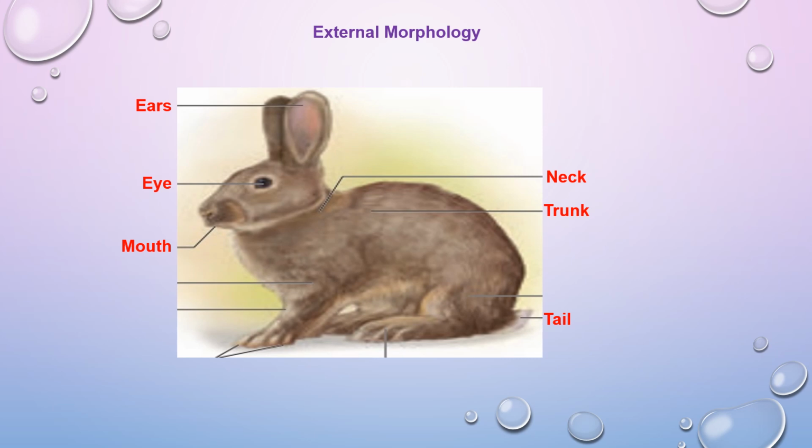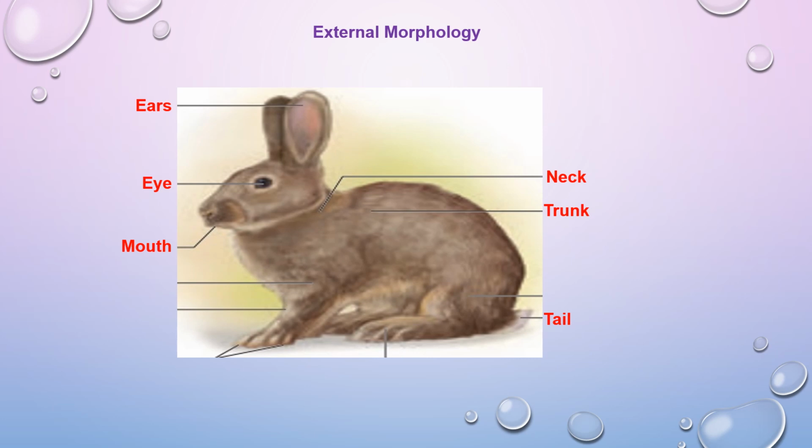Forelimb means front limb. Hind limb means back limb. The forelimb is somewhat small compared to the hind limb. Limb means leg. All have digits. Digits means the leg has finger-like projections. They are covered with skin, forming claws.